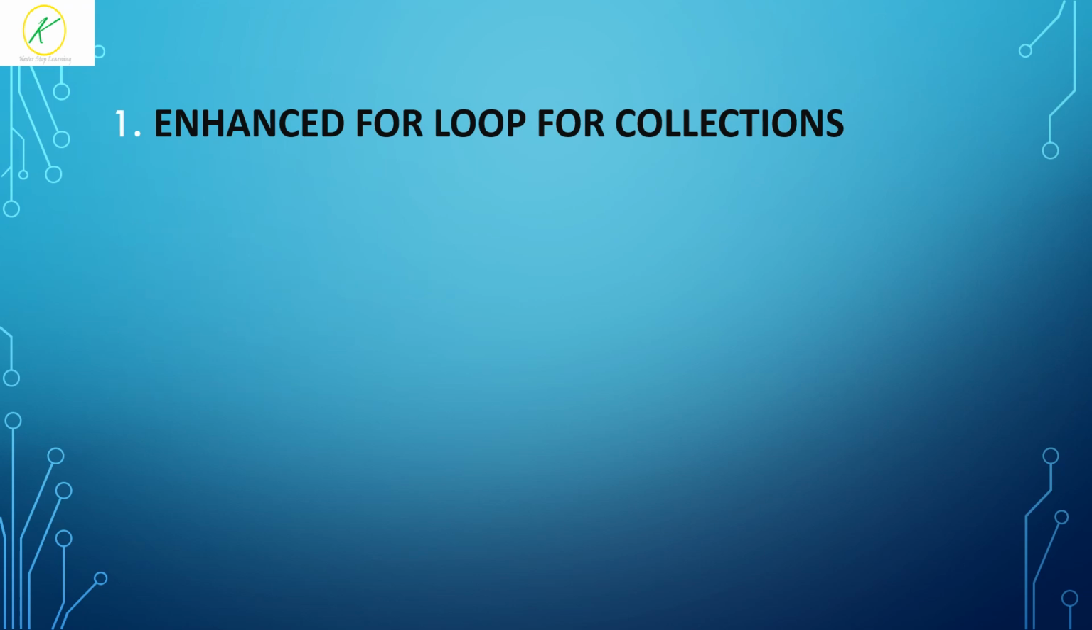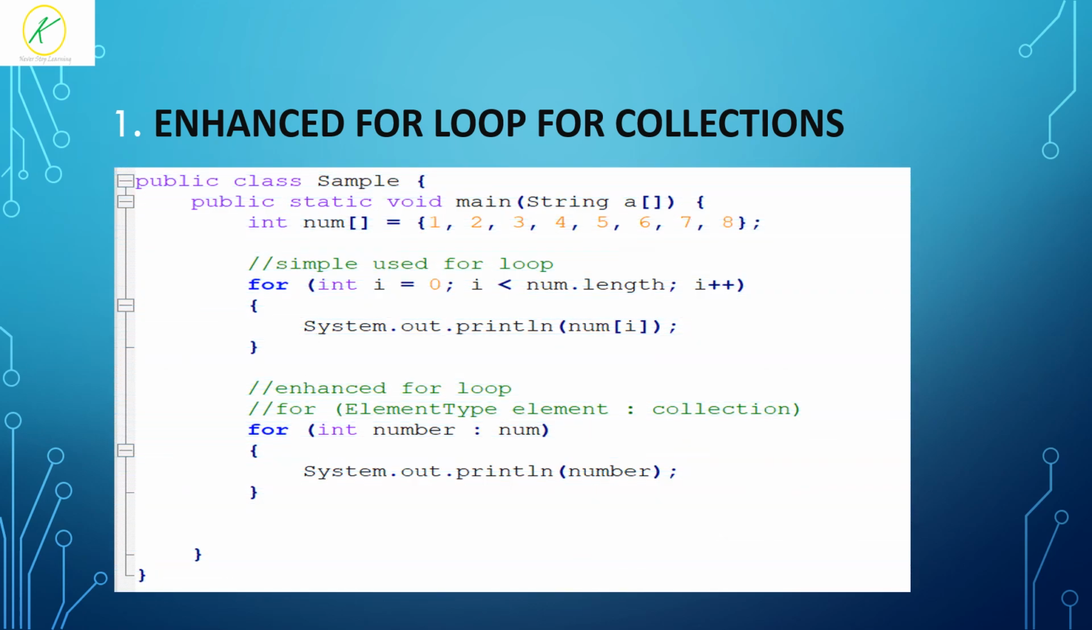Let's look at an example using an array. In this example, both loops achieve the same result of printing each element in the num array. However, the enhanced for loop provides a more straightforward and less error-prone way of expressing the iteration logic.